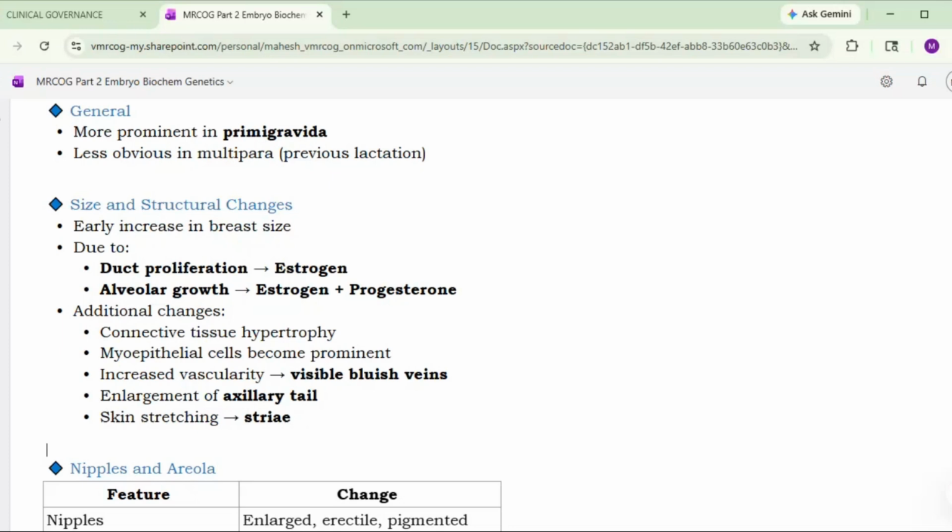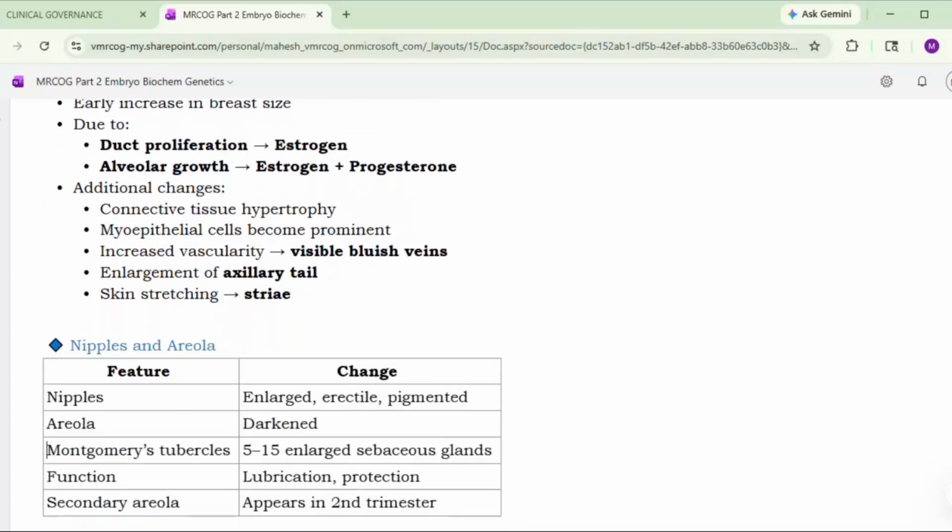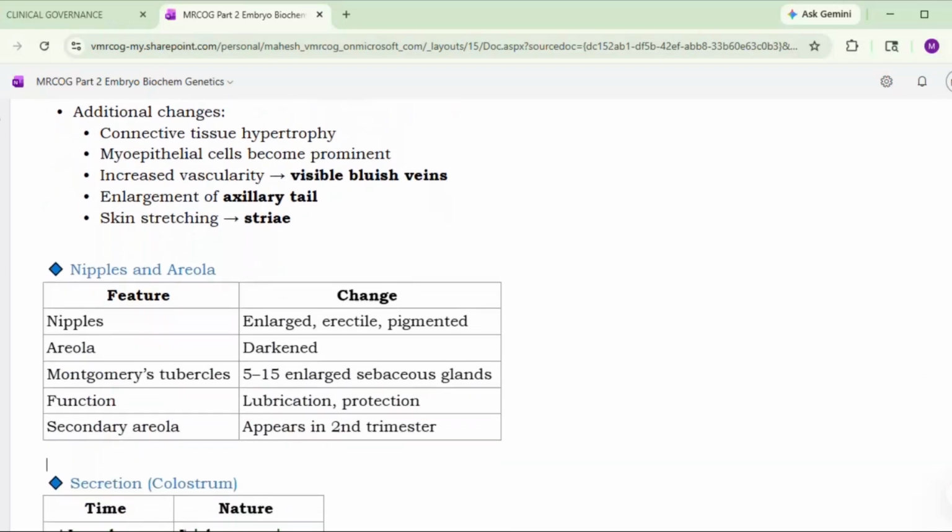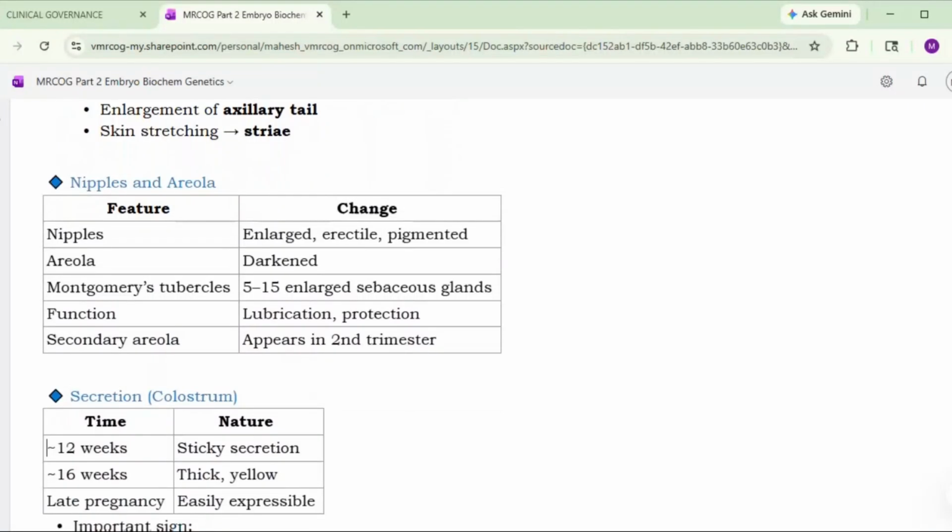So there are visible bluish veins and enlargement of the axillary tail, and skin stretching will lead to the striae formation on the breast. Okay. Now, what are the changes which are happening in the nipple and areola? Nipple will be enlarged, erectile, and pigmented, while areola will be darkened. Then there are Montgomery's tubercles. These are 5 to 15 enlarged sebaceous glands. They provide the lubrication and protection. That is the function of these particular Montgomery's tubercles.